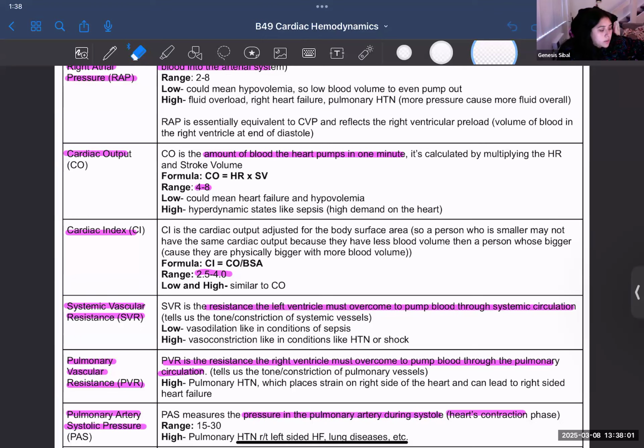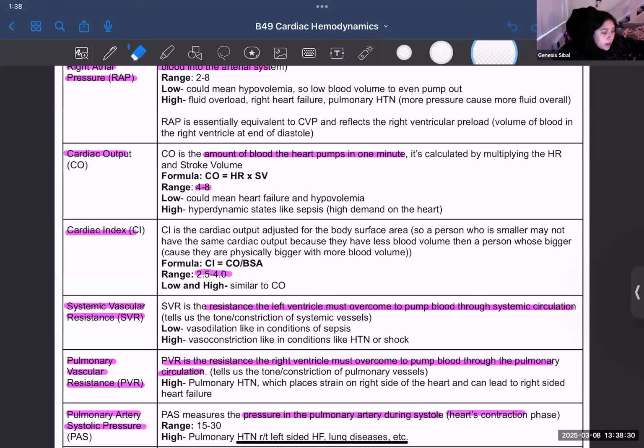In terms of cardiac index, CI, it's the same thing we talked about earlier: CO divided by body surface area. So basically it's cardiac output, but now we're taking into account the patient's body surface area. A person who is smaller may not have the same output as somebody bigger, because they have less blood volume overall, whereas a bigger person is going to have a little more blood volume because they're literally bigger. So keep that in mind.